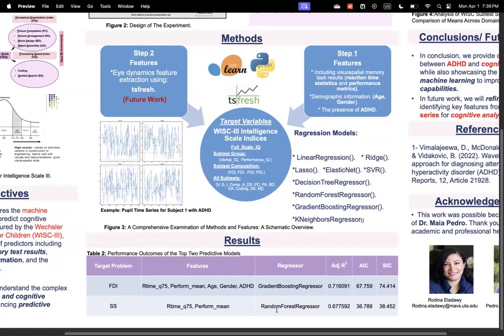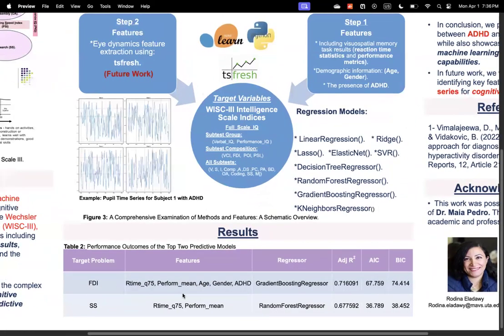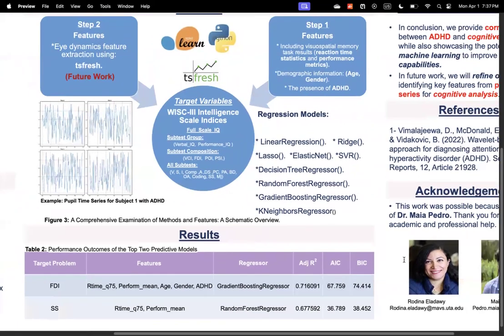And then what is the result that we get? We get good results, for example, to predict freedom from distractibility, with an adjusted R square of 0.71. And we also have a good model for SS with 0.67 adjusted R square.